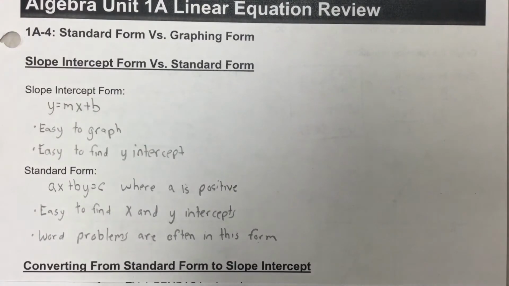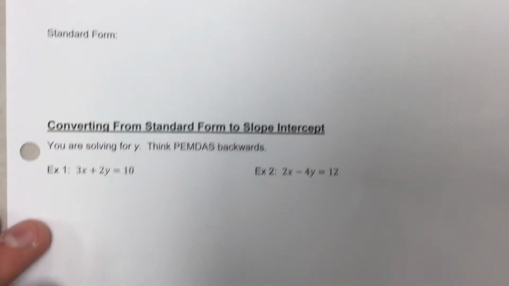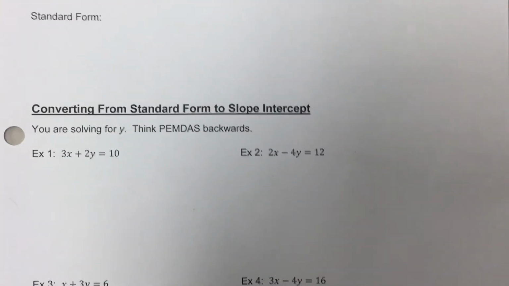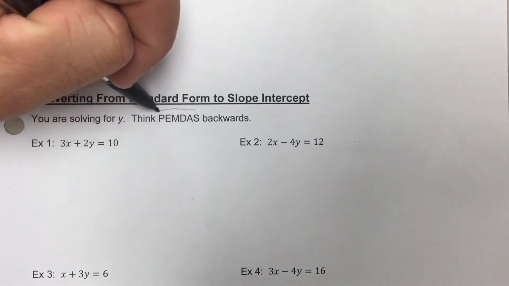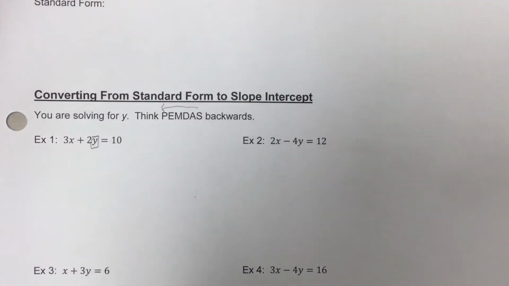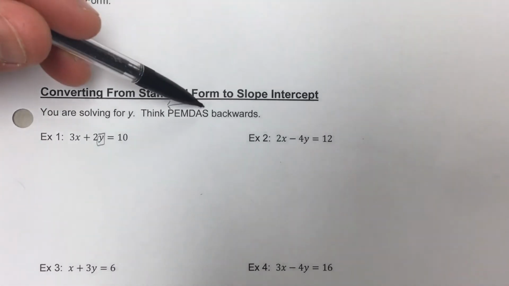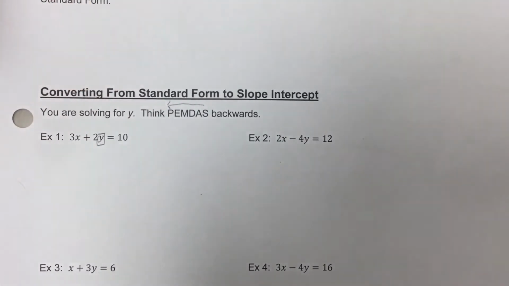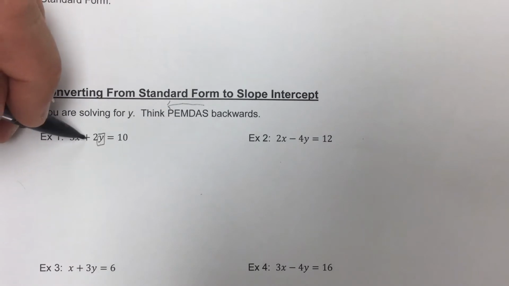All right, so as we go to start converting from standard form to slope-intercept form, ultimately what we're trying to do is solve for y. And anytime we solve, we do PEMDAS backwards. So here is my original equation, 3x plus 2y equals 10. And again, I want to get the y by itself. So what I do is I'm trying to undo addition and subtraction first. So what is being added or subtracted to the y? In this case, the 2y. So the 3x is being added to the 2y.